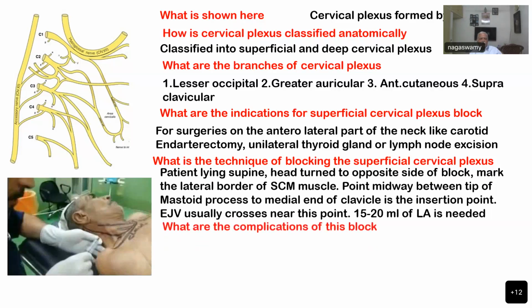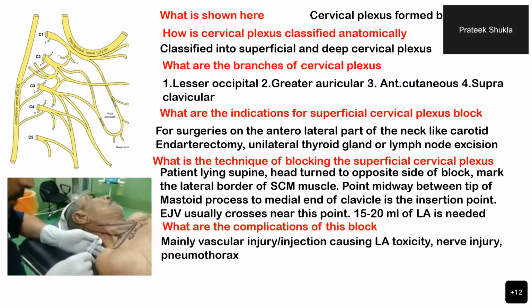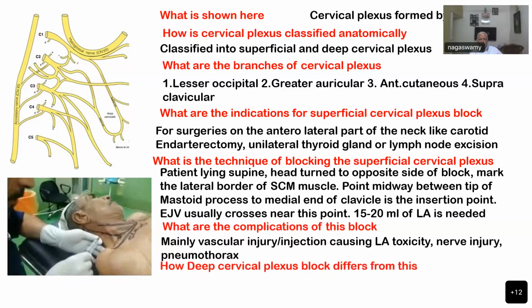What are the complications of this block? Mainly vascular injury, nerve injury, local anesthetic toxicity, pneumothorax, all these things. Anything in the neck, you can safely write all these things. Vascular injury is the most common. Then nerve, LA toxicity. So how does deep cervical block differ from this?